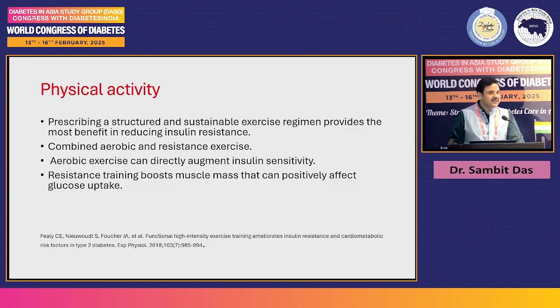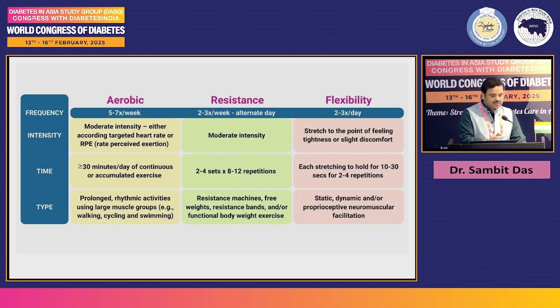So physical activity, I think my previous speaker has told in detail about physical activity in the last 20 minutes, and prescribing a structured and sustainable exercise program provides more benefit in reducing insulin resistance. It requires both aerobic and resistance training, as she has told just before me. Aerobic exercise can directly augment insulin sensitivity, and resistance training boosts the muscle mass that can positively affect glucose uptake. So these are some of the recommendations which I have highlighted.